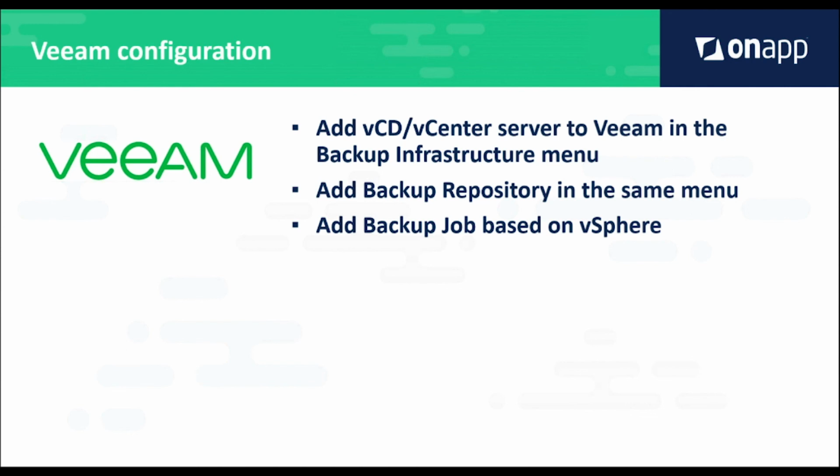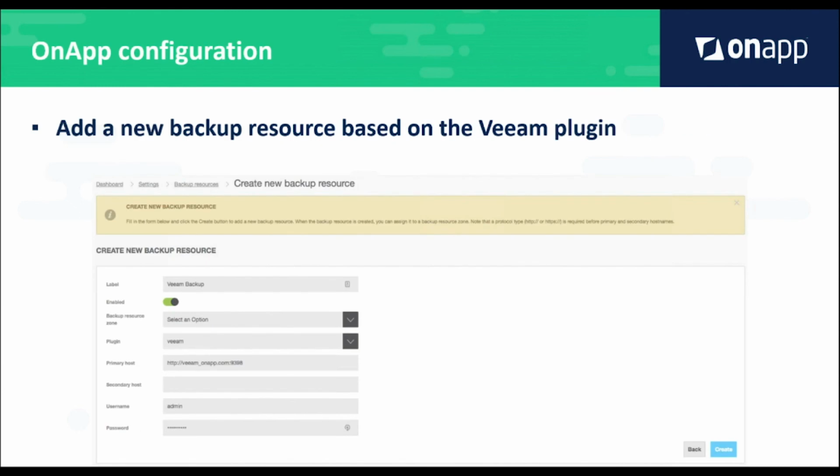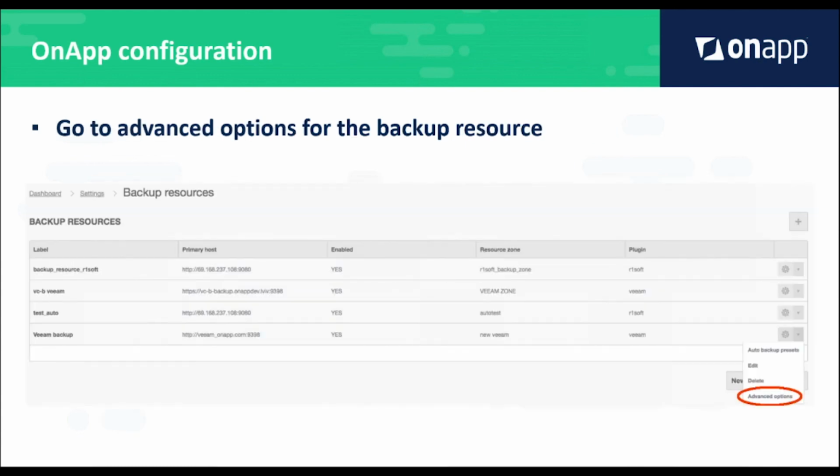So let's switch to the OnApp configuration. In OnApp, you need to add the backup resources based on the Veeam plugin. You are specifying here the host, the credentials, and choosing the proper plugin. You should also assign a backup resource zone, to which you assign this backup resource, to the proper compute zone. Every backup resource has advanced options, which should be filled in accordance with the plugin type.